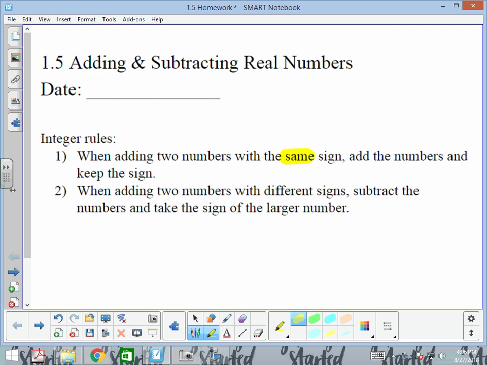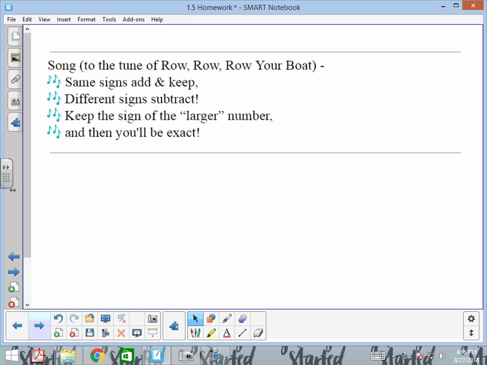So same sign, add and keep. When adding two numbers with different signs, subtract the numbers and take the sign of the larger number. So, yes, remember the song? Same signs, add and keep. Different signs, subtract. Keep the sign of the larger number, then you'll be exact.